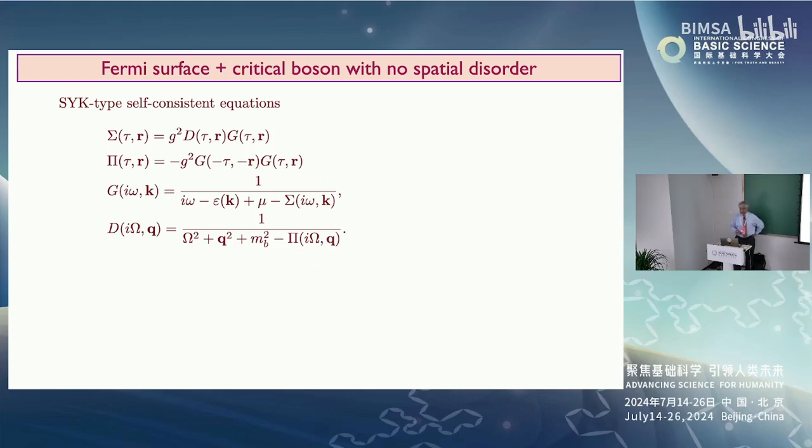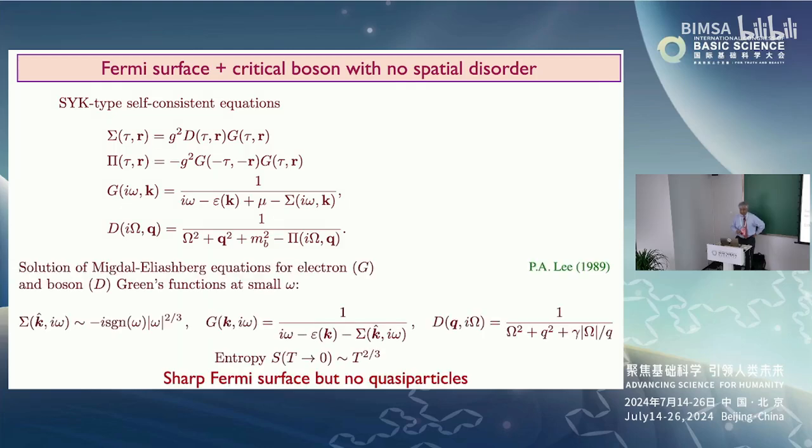But it turns out you can at least understand the low energy properties at the quantum critical point essentially exactly, or at least in this context of these equations. And the answer was already given by Patrick Lee in 1989. What you find then is the self-energy is some power law of frequency. In this case, it's 2/3 rather than 1/2 as was the case in the SYK model. This is the self-energy of the fermions.